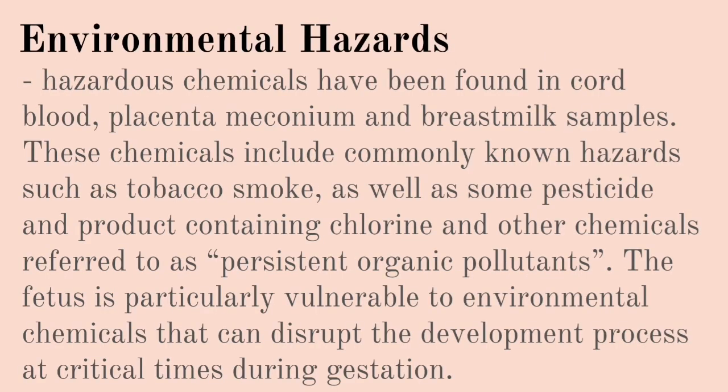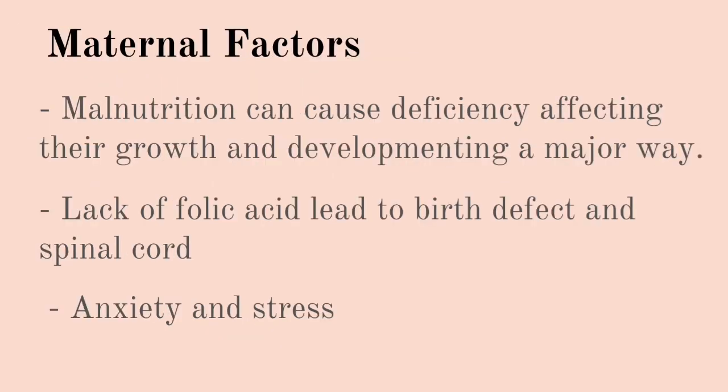Number 3, the environmental hazards. Hazardous chemicals have been found in cord blood, placenta, meconium, and breast milk samples. These chemicals include commonly known hazards such as tobacco smoke, as well as pesticides and products containing chlorine and other chemicals referred to as persistent organic pollutants. The fetus is particularly vulnerable to environmental chemicals that can disrupt the development process at critical times during gestation.